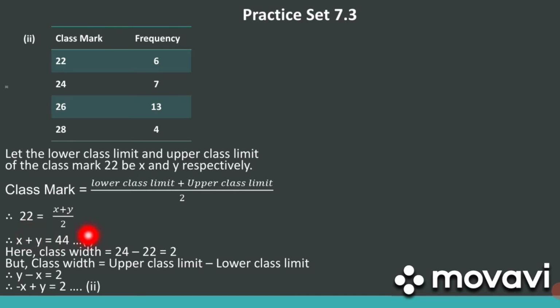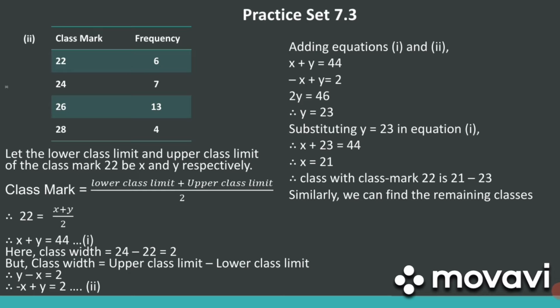Now class width is equal to 24 minus 22, which is equal to 2. But class width is equal to upper class limit minus lower class limit. Therefore, y minus x is equal to 2. Therefore, minus x plus y is equal to 2. Let this be equation 2.